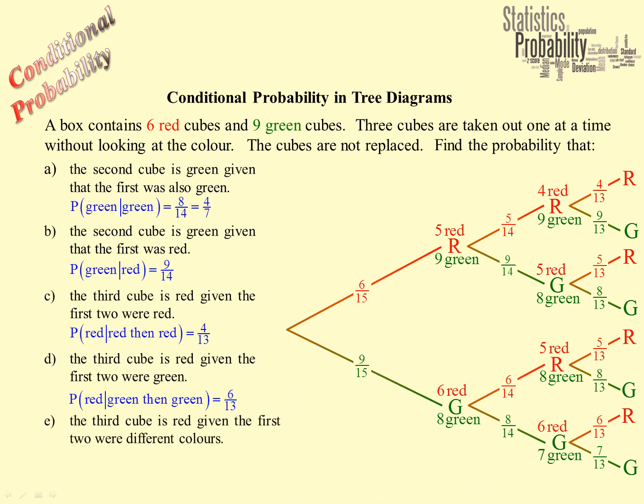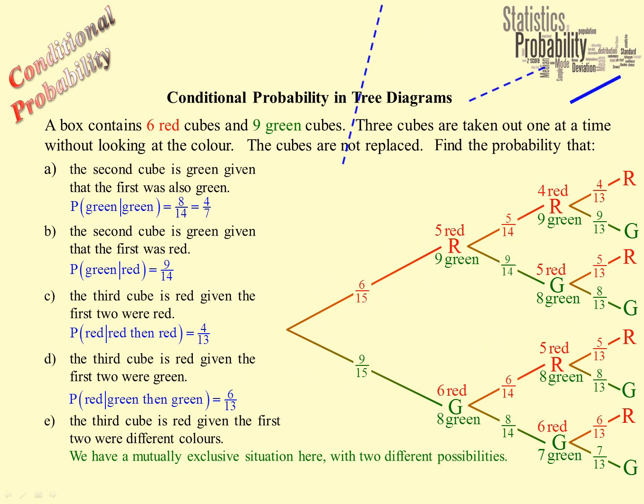Third cube is red given the first two were different colors. Now, we have mutually exclusive situation because there are two different possibilities, only one of which will work at a time. There's only one choice, and that's choosing the first two as a single choice. Choose, choose. We don't then go back and choose again, so that's mutually exclusive. And two different colors, so we could choose a red and a green that way, or we could choose a green and a red. Red, green, green, red, and finally we're choosing a red on the third one.